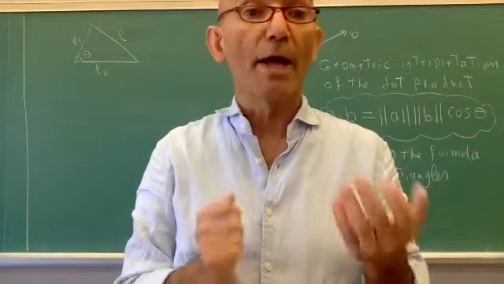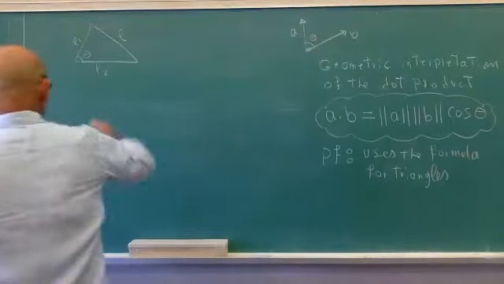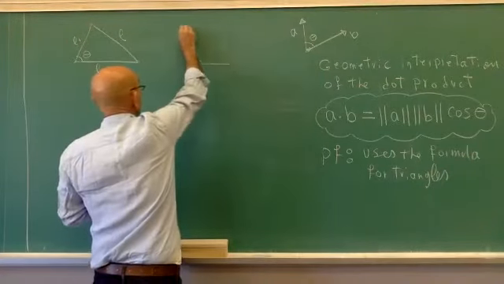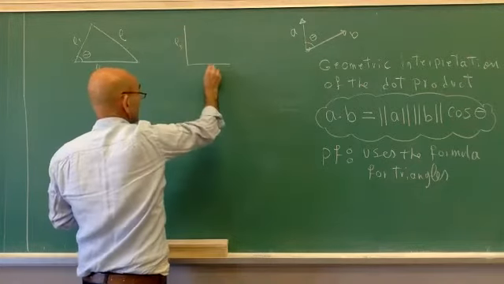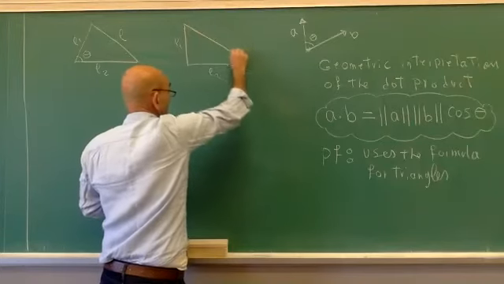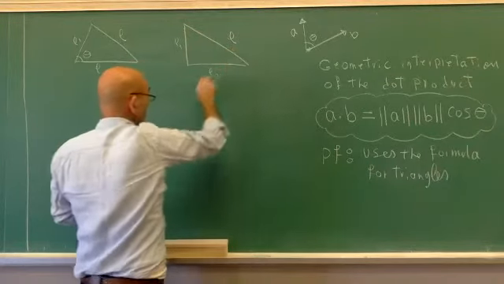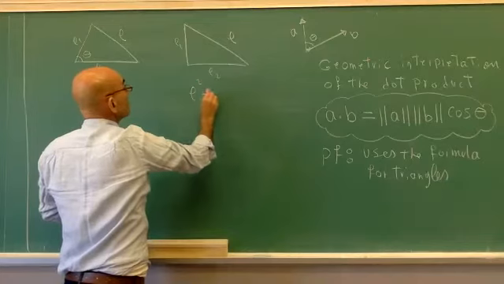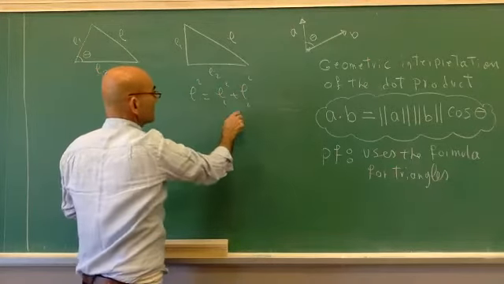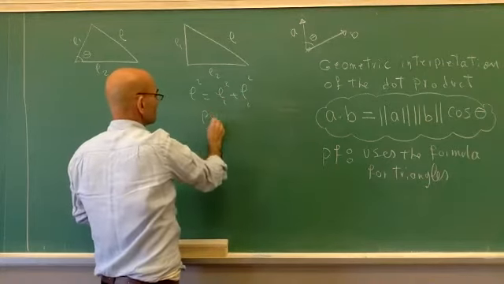Exactly, right triangle. At least if theta is 90 degrees, right? This is L1, this is L2, they don't have to be the same even. This is L. In this case, I know that L squared is equal to L1 squared plus L2 squared, right? This is Pythagoras' theorem.